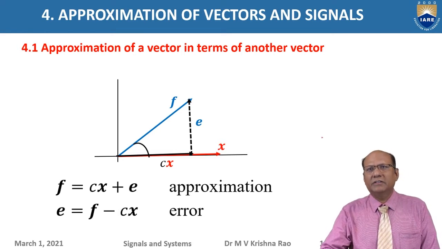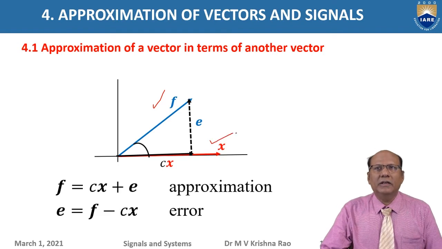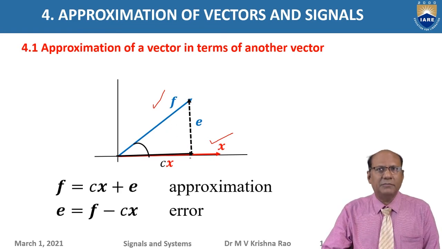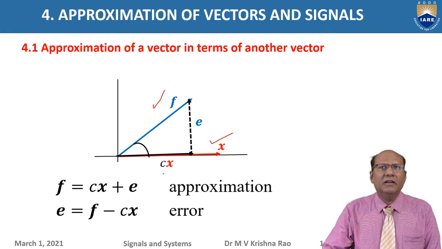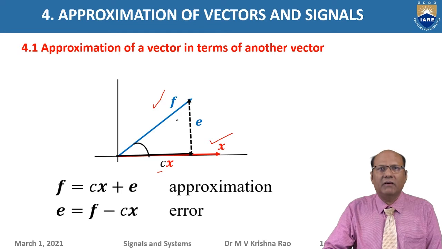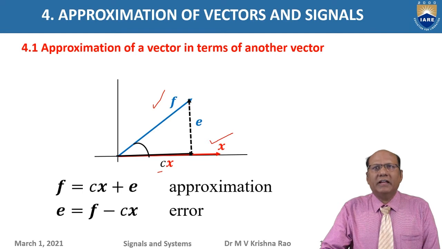So here, this diagram you are already familiar with. In this, I have one vector F, another vector X, respectively along the Y and X axes, and I am projecting this vector F onto the X axis. That means Cx, where C is a scalar multiplied by the vector X. So it is a fraction. What fraction of X is approximately equal to the vector F in terms of length? That is what we are seeing here. So I can say that I am approximating.